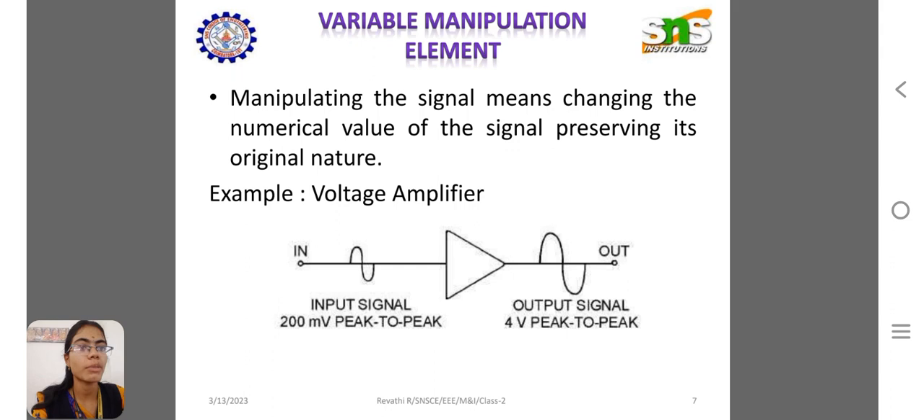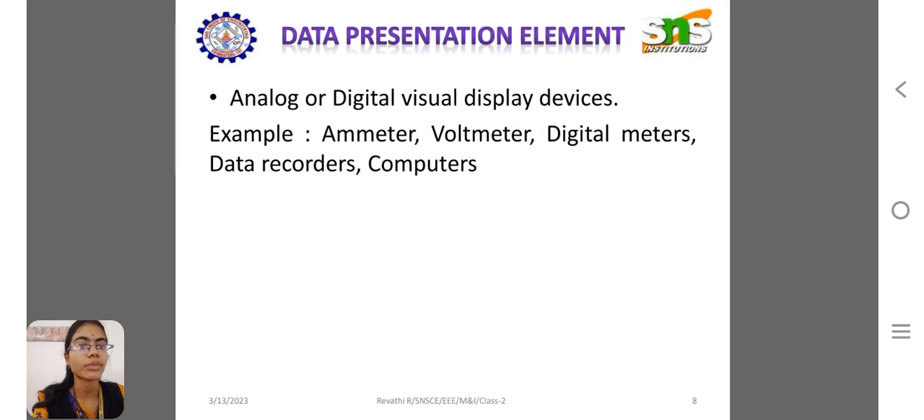Next is the variable manipulation element. Manipulating the signal means changing the numerical value of the signal while preserving its original nature. For example, a voltage amplifier, where the input voltage is given to the amplifier and the output voltage is received. The peak-to-peak input signal produces a peak-to-peak output signal.